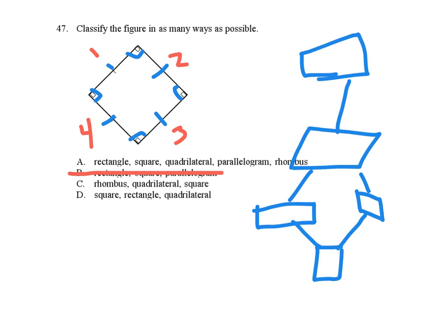So you need all of those. So you need square, parallelogram, rhombus, rectangle, and quadrilateral, which is A. So your answer would be A.